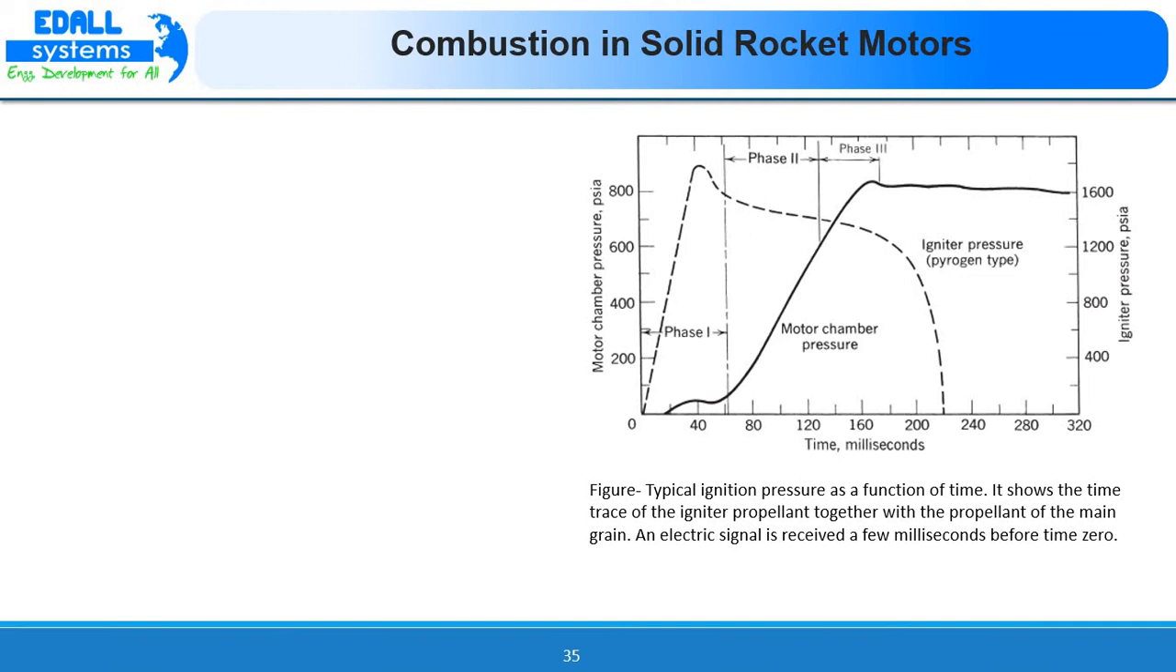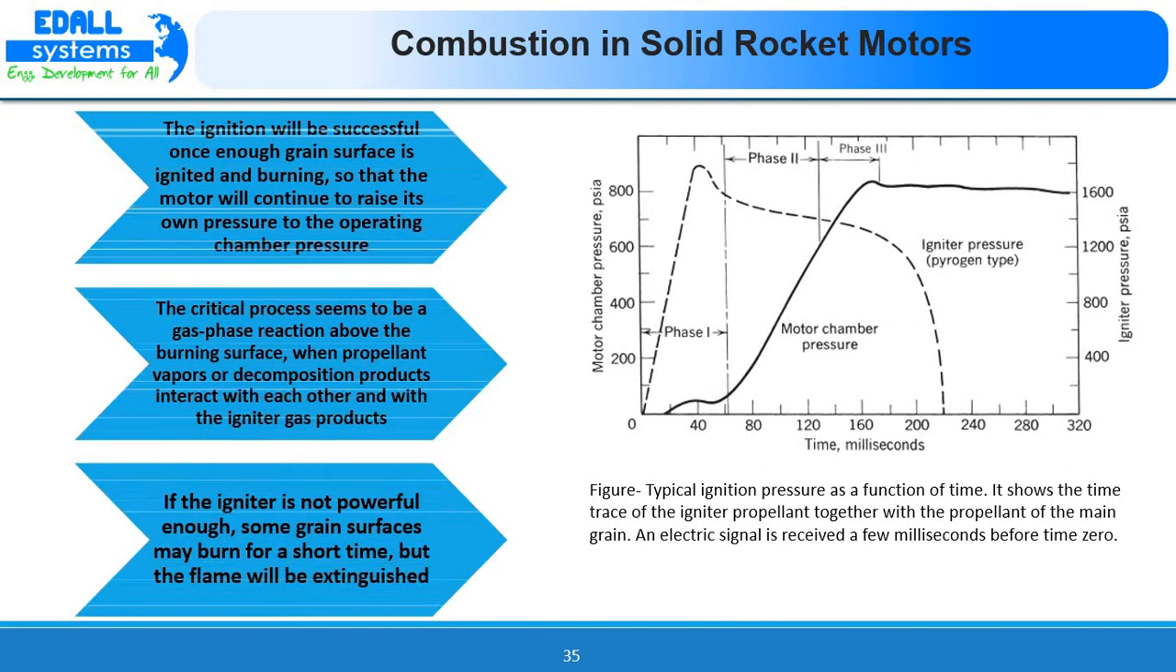With the first phase, we can see in how many milliseconds this happens and how much the motor chamber pressure increases along with the ignition pressure. Then for phase 2, the motor chamber pressure increases and slowly the igniter pressure starts to reduce. Along the third phase, the equilibrium chamber pressure is achieved while the ignition pressure is getting reduced. So the ignition will be successful once enough grain surface is ignited and burning so that the motor will continue to raise its own pressure to the operating chamber pressure.